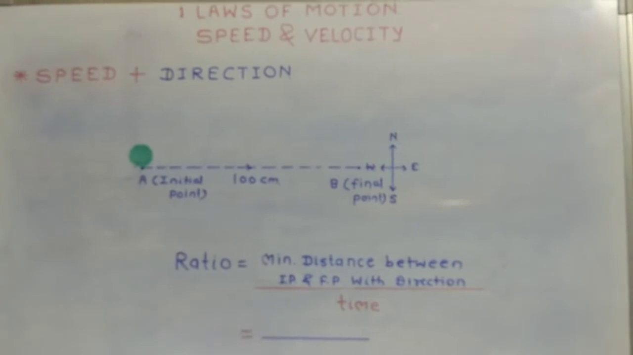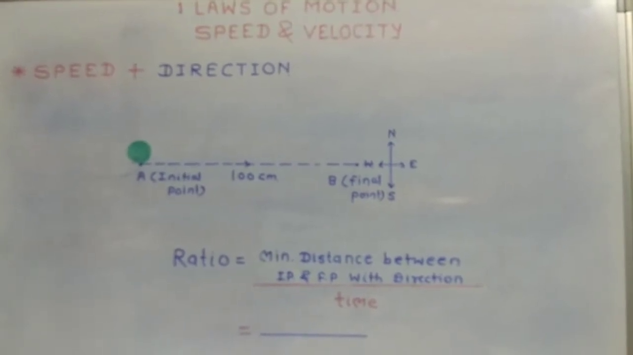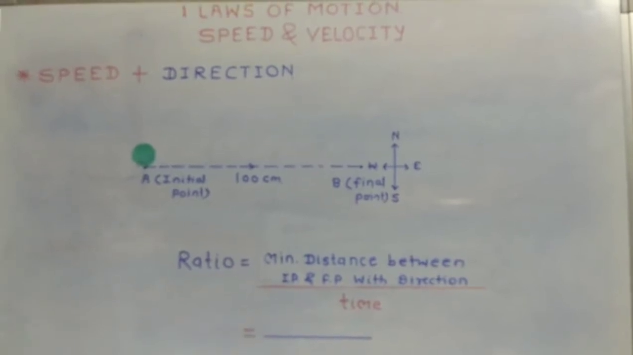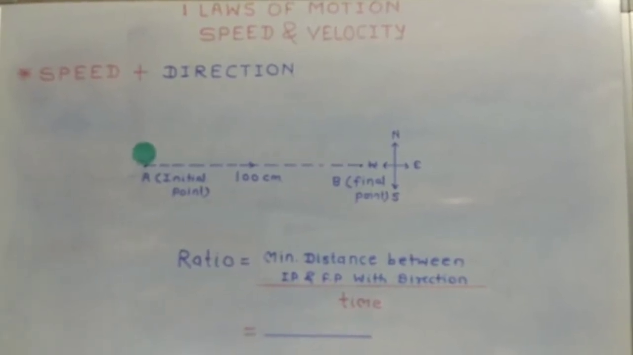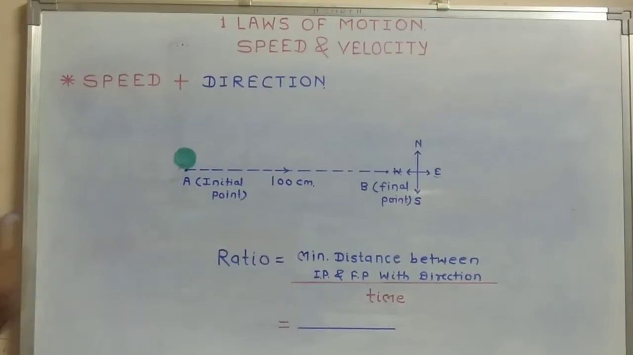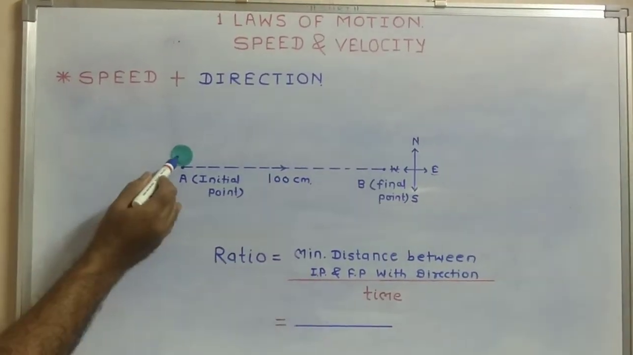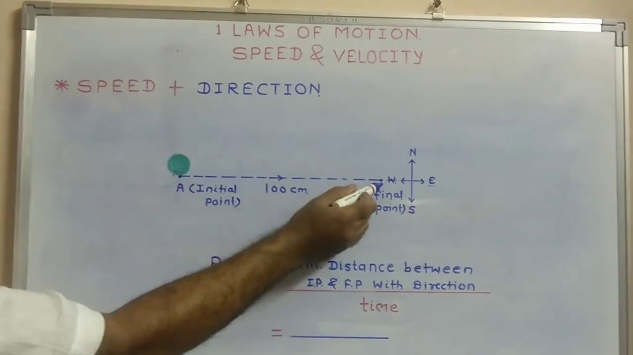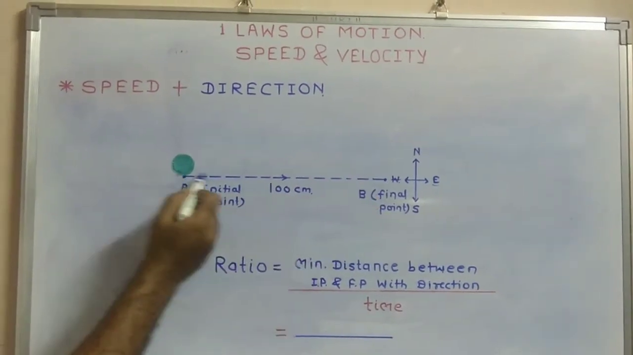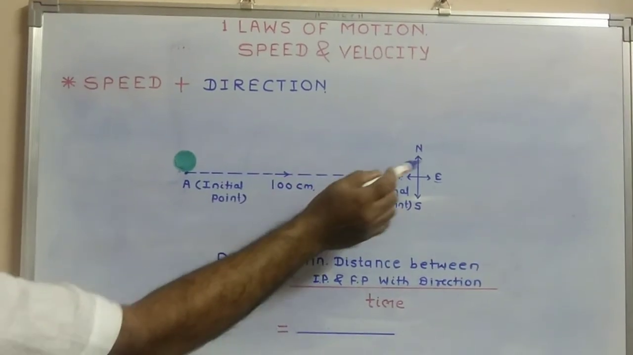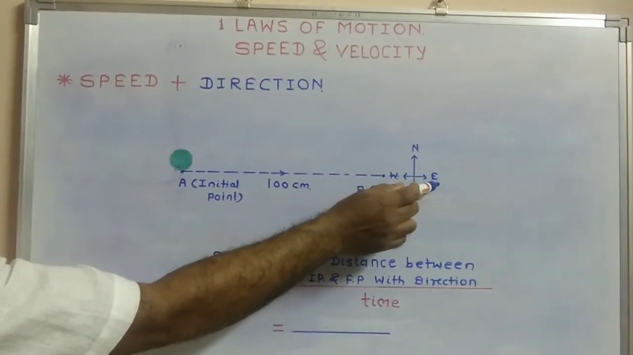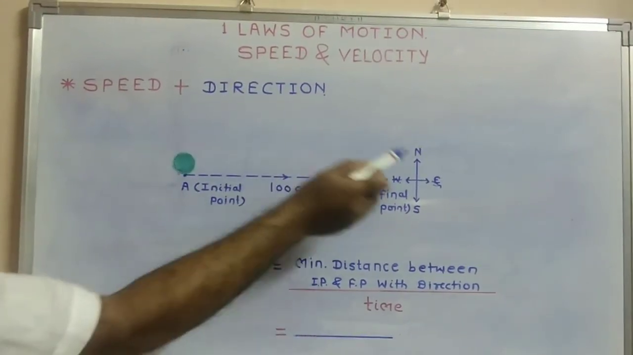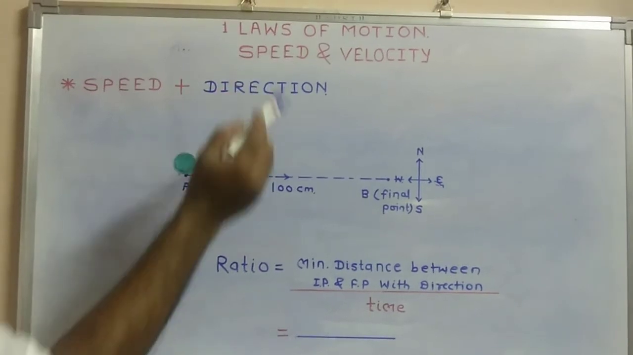Students, now we will switch over to the next concept. I am just adding direction to a speed, and what result comes, we will learn from a simple experiment. Student, we have performed a simple experiment with the ball. The ball moves along the table from initial point A to final point B. And it is moving along a straight line, therefore it is moving towards which direction? Eastward direction. It means that the ball has got a speed along with the east direction.